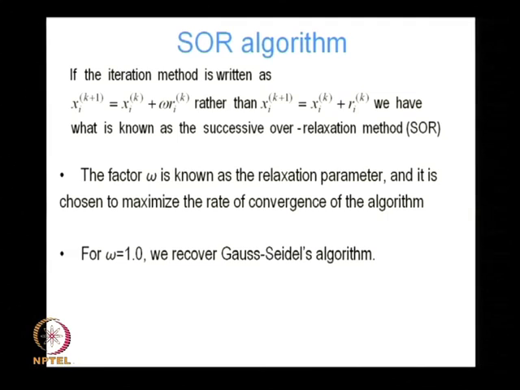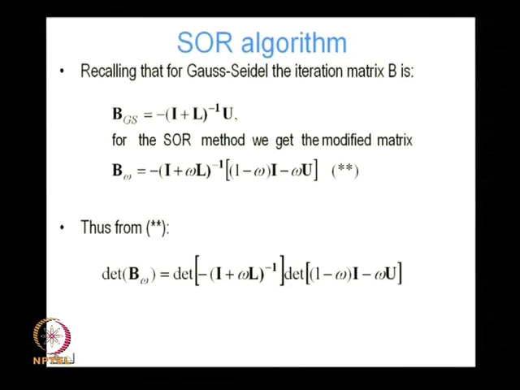So, pure Gauss-Seidel is xi^(k+1) equal to xi^k plus ri^k. In the SOR method, instead of taking ri^k, we are scaling the ri^k with a scalar omega, and we are going to choose this scalar omega so that we get the maximum rate of convergence of the algorithm. Recall again that for Gauss-Seidel our iteration matrix is B_GS equal to minus (I plus L) inverse U, which we have seen several times.